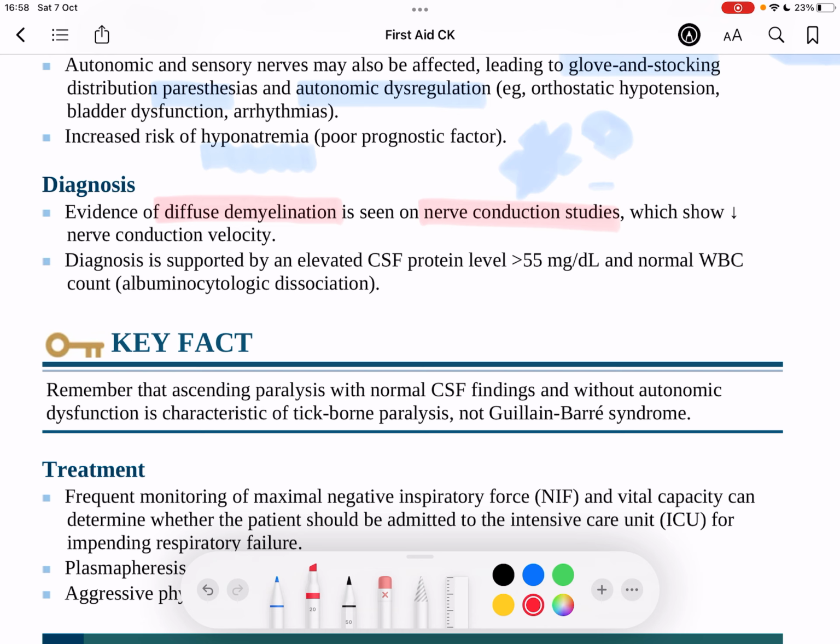We can also support this diagnosis by doing a lumbar puncture. This lumbar puncture will find an elevation in CSF protein above 55, but my white blood cell count is normal. And this is something called albuminocytologic dissociation. That means that my proteins are going up, my albumin's going up, but my cells are not going up as much. So there's a dissociation between the two. And this is pathognomonic for Guillain-Barré.